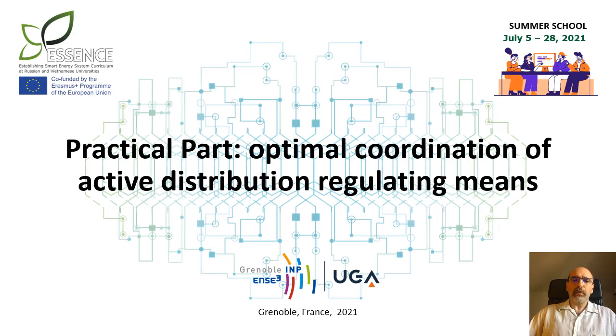I would like to take a few minutes to present an application of the smart grid architecture modeling to a given use case that I will call optimal coordination of active distribution regulating means.